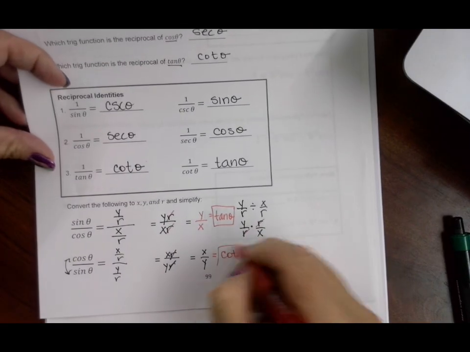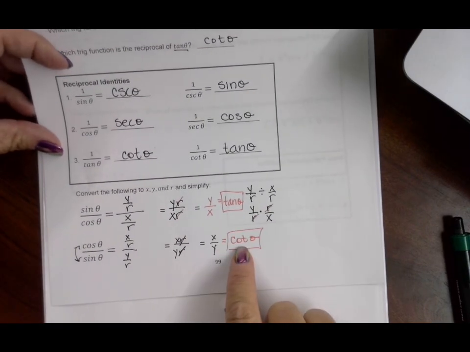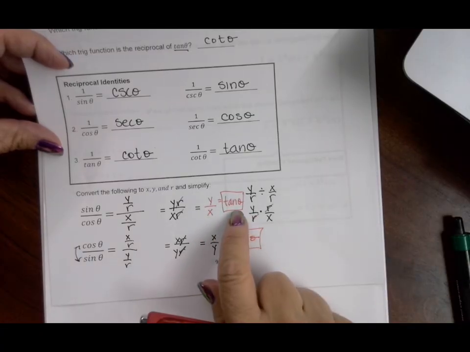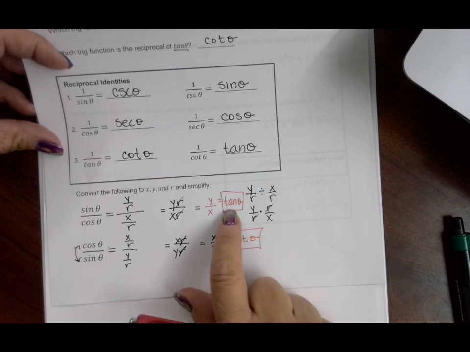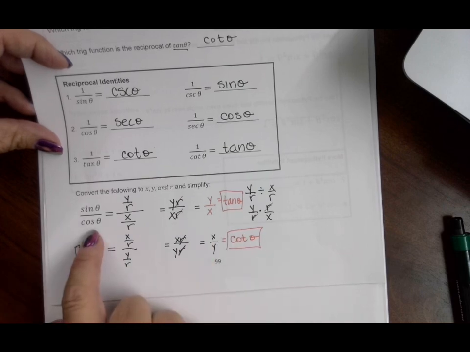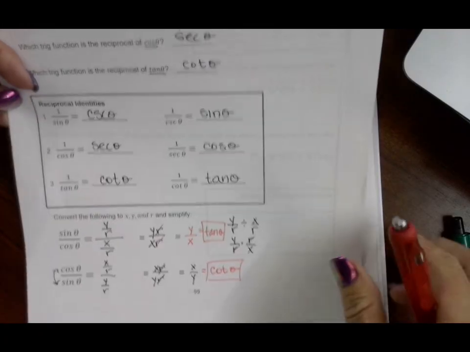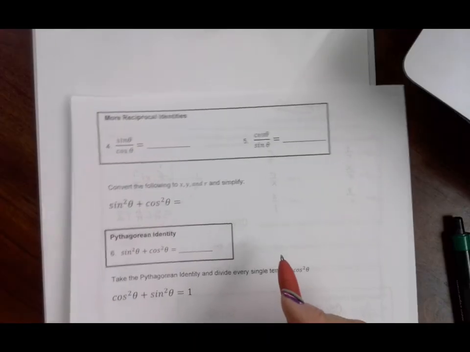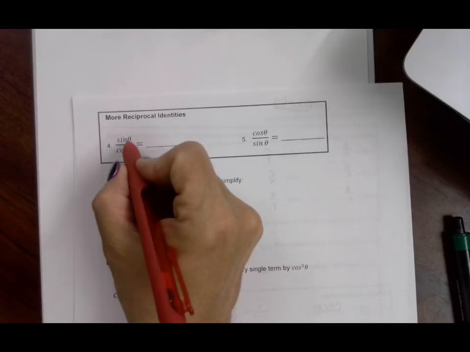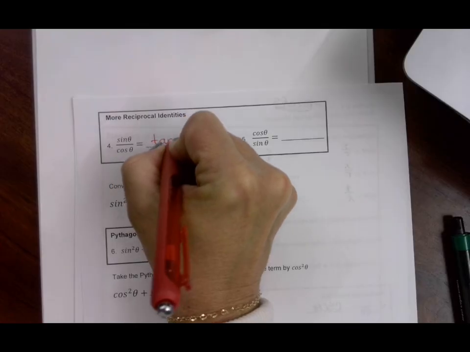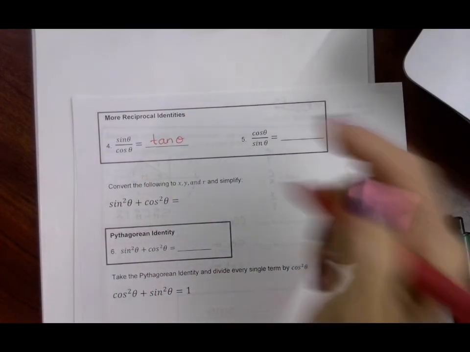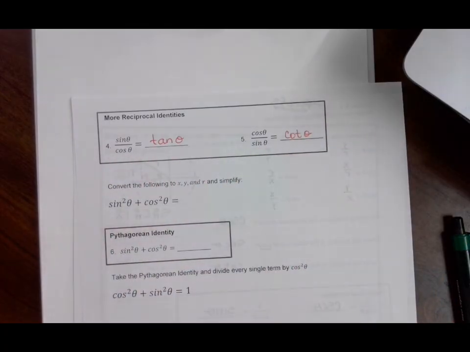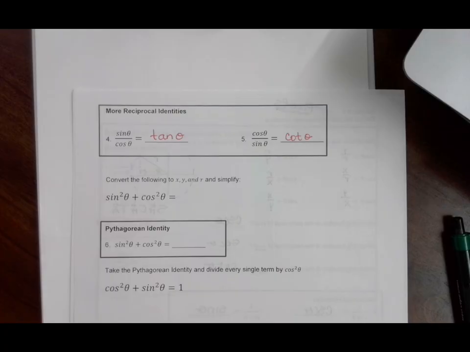Now, why is this important? This is important because sometimes we're going to have the function cotangent, or the function tangent, and we want to simplify this. The easier way to simplify it is to turn that into a sine or a cosine function. And you'll see what that looks like when we start doing some proofs. So our first reciprocal identity that is a little bit new is that sine over cosine is the same as tangent, and cosine over sine is the same as cotangent. You can logic through these if you need to, or you're just going to have to know what these are.